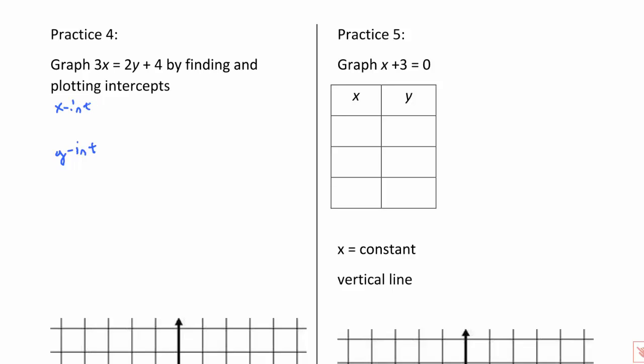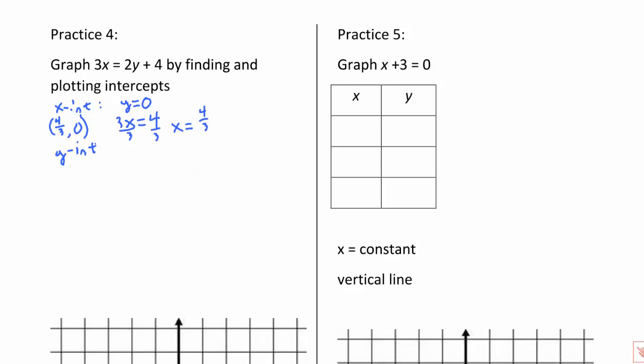Now, with the x-intercept, what do we know? Well, we know that the y value has to be 0. Remember, the other is always 0. So if I plug in 0 for y into the function, that gives me 3x is equal to 2 times 0, which is just 0, plus 4, and that is 4. To solve this, I divide by 3, which means x is equal to 4/3. So the coordinate is (4/3, 0).